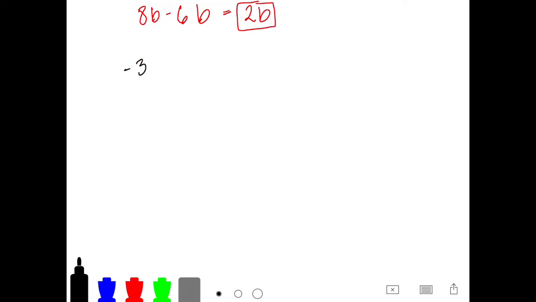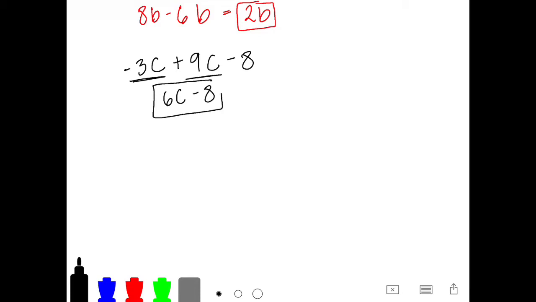So for our next problem, we have negative 3c plus 9c minus 8. Now, you have two coefficients being multiplied by the same variable, which is c. So you can combine both of those terms by adding negative 3c and 9c. So when you do that, you get 6c, keeping the sign of the greater number, minus 8, because you cannot do anything with 8. It does not have the same variable as negative 3 and 9. So therefore, you're left with 6c minus 8.